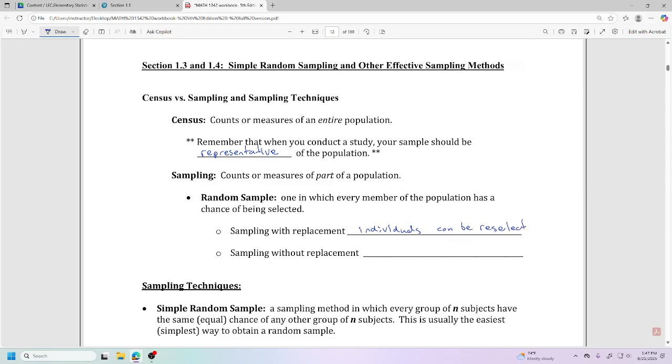I'll explain all this in a second. And then this is individuals that once selected cannot be reselected. I'm just putting down some notes there. We're going to talk about different sampling techniques. This is just fill in the blank, I have to do it because that's what they're talking about. But the main idea is that we want to get a sample that is representative of the population.